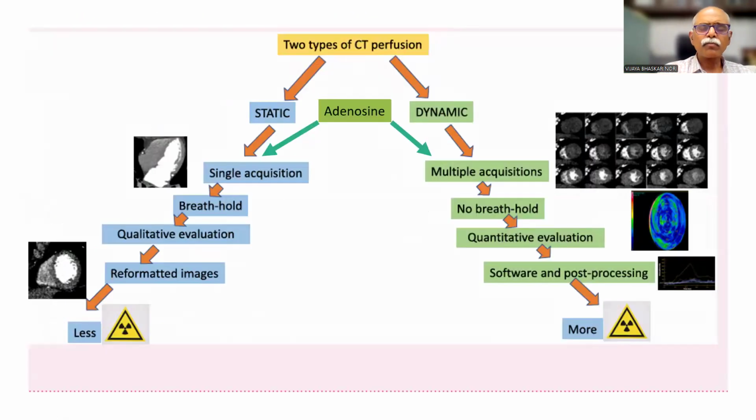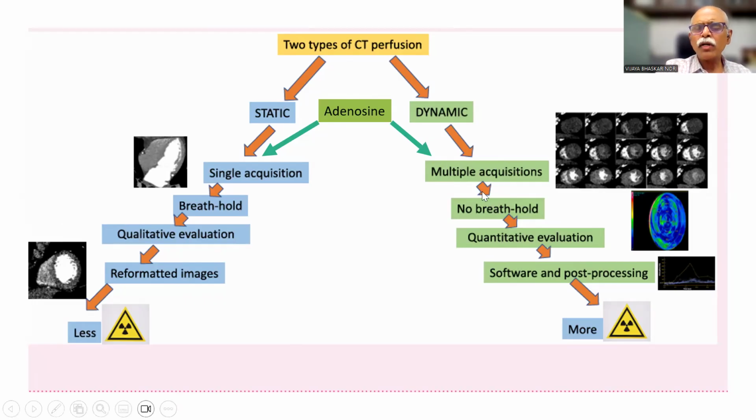There are two types of myocardial perfusion. One is static, one is dynamic. Both are done using adenosine. Static is only qualitative. It does not give you absolute values. Dynamic, stress and rest: if you do both of them, you get excellent correlation. You can get excellent ratios, that is to calculate the coronary flow reserve, to estimate the microvascular dysfunction.